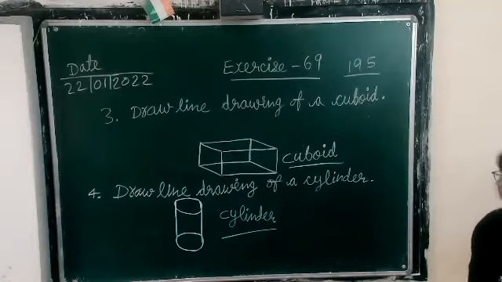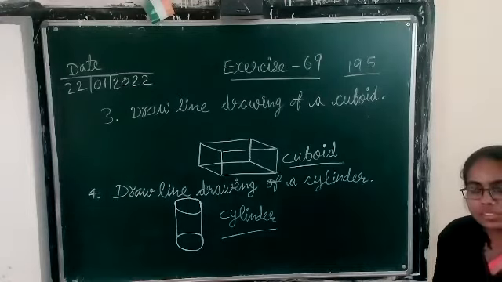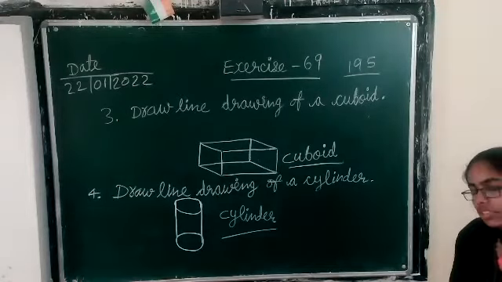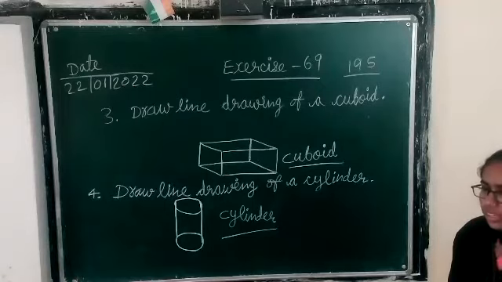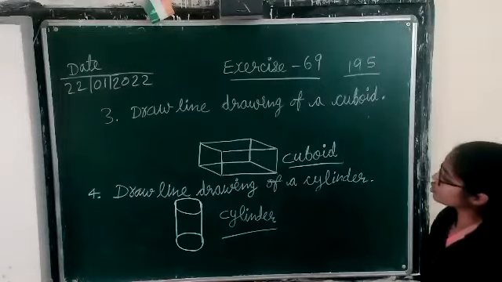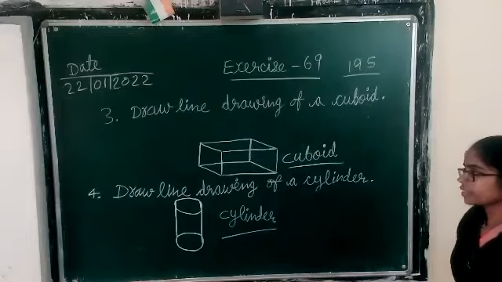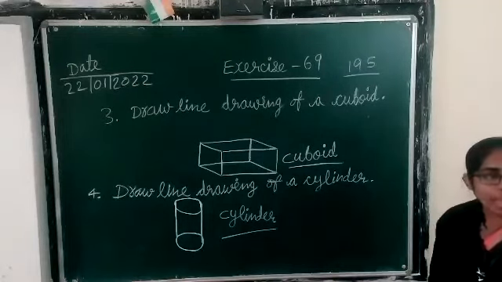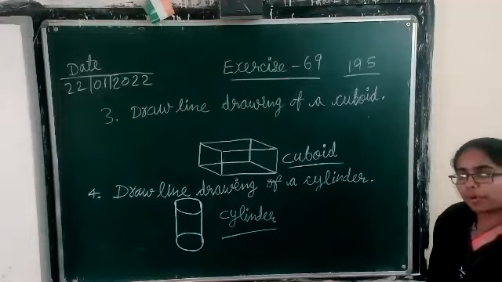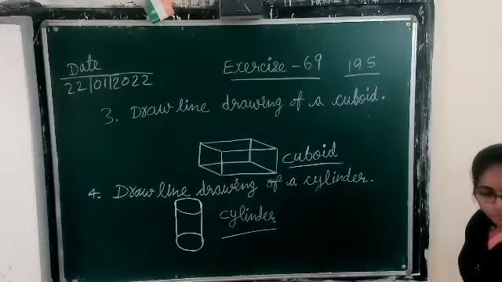I hope all of you have done. Done now? Do it fast. Two figures you have to draw. One is cuboid and the other one is cylinder. I told you how to draw. You have to draw two rectangles and join them. You will get the cuboid. And for the cylinder, you have to make two parallel lines and draw oval shape on the top and the bottom.